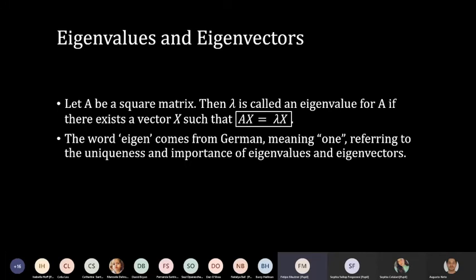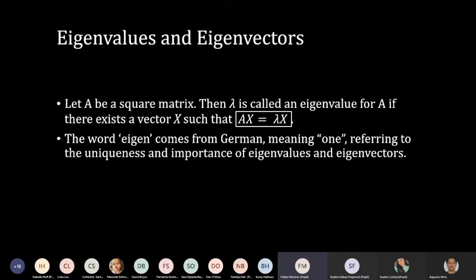Finally, eigenvalues and eigenvectors. So this is where the word eigen comes from. It's really a very fancy word for a quite straightforward principle. So if you have a square matrix A, then lambda is called an eigenvalue for A if there exists a vector x such that Ax equals lambda x. So what does this actually mean? Well, if you take this square matrix A and multiply it by a vector, the vector won't change direction. It will merely be scaled by the eigenvalue lambda.